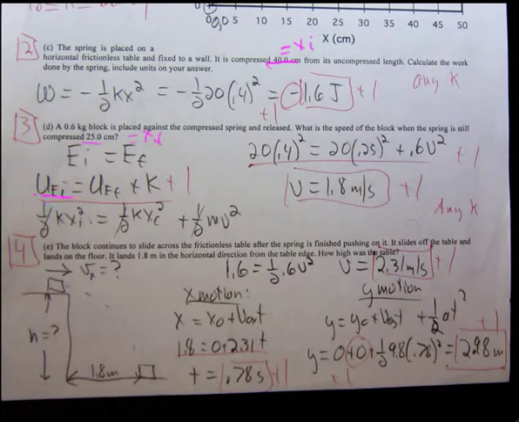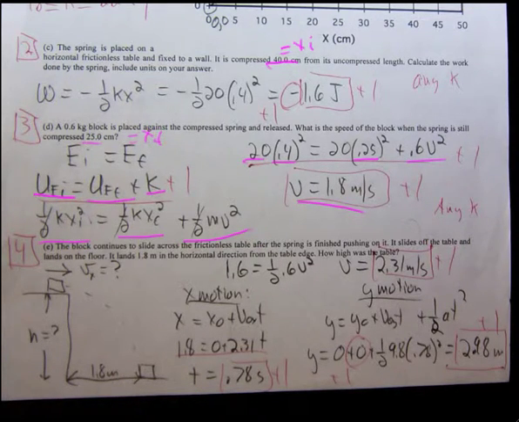And so the initial energy is all elastic, the final energy is elastic and kinetic, and so 1/2 kx squared equals 1/2 kx final squared plus 1/2 mv squared. The 1/2s go, put in whatever your value is for k, times 0.4 squared, so that's x initial, 0.4, and then times x final, 0.25, plus 0.6 v squared. Solve for v, you get 1.8 meters per second.